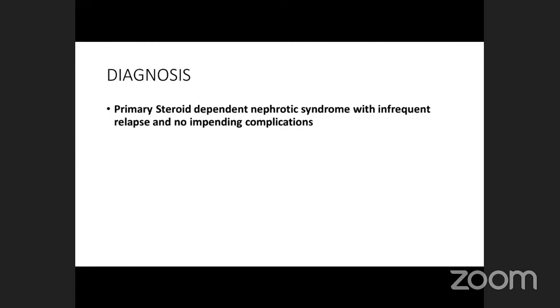I think it is a primary steroid dependent nephrotic syndrome with infrequent relapse, and there are no impending complications. Okay. So it is not steroid dependent nephrotic syndrome. Why are you calling it steroid dependent nephrotic syndrome? There is a definition for steroid dependent. Does he fit this? If there is any relapse, two consecutive relapses occur within 14 days of therapy, or on alternate day regimen. So that is not there in this child, no? Yes. So he is not steroid dependent.